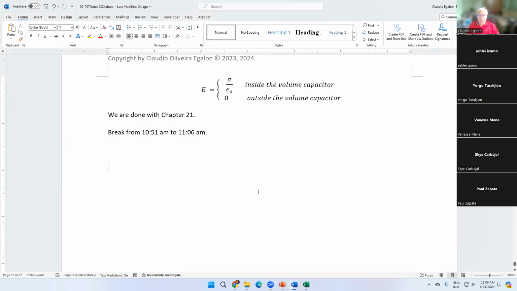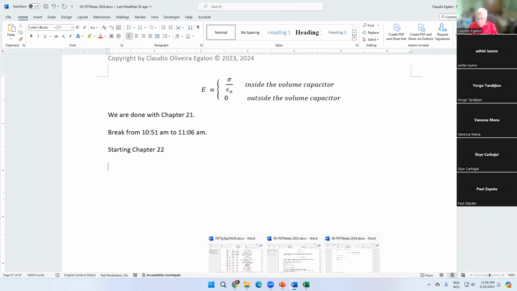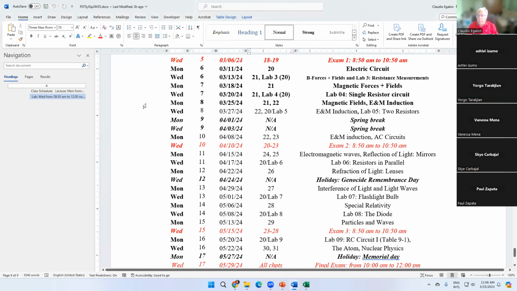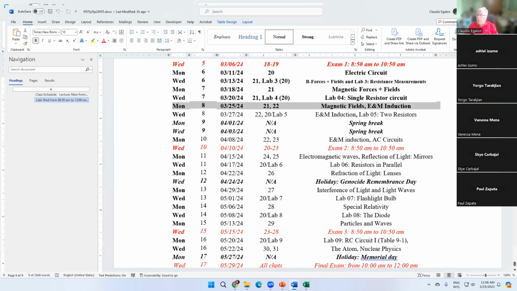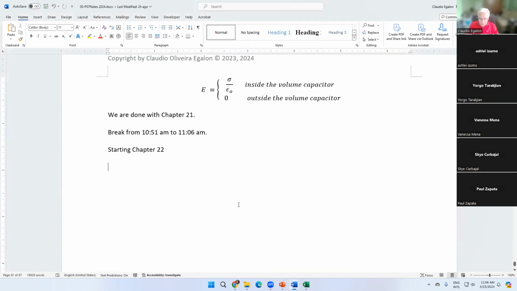Okay, now we are starting chapter 22. That's a very important chapter. Let us repeat the laws of physics we covered so far.